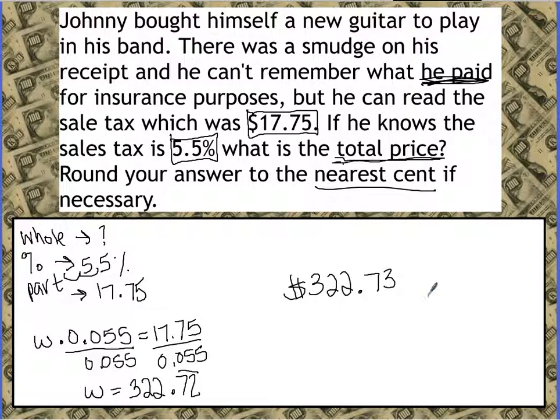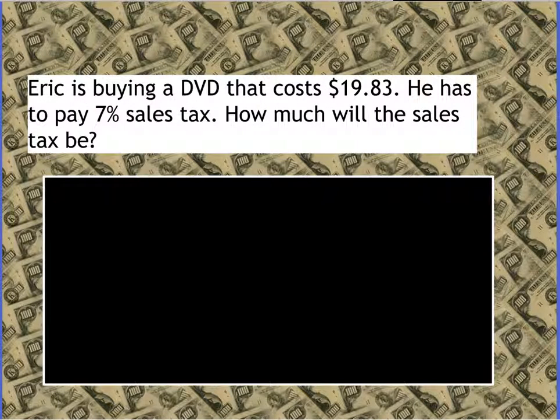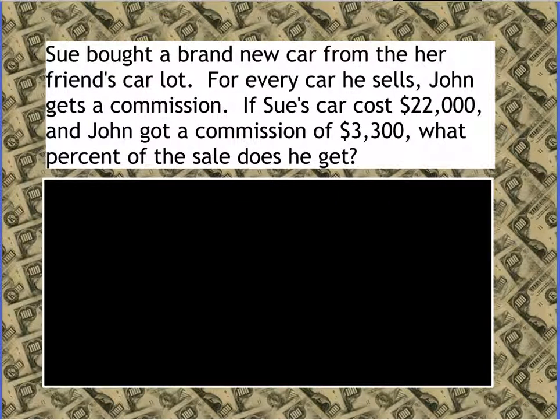So again, there's all different ways that we're going to work with this, and instead of going over all the different ways, I'm going to give you an opportunity to try 2 problems on your own, and then we're going to work with these problems in class when you come back the next day. So as always, go through and do your you-try problems. So you have Eric buying the DVD, and you have Sue who bought a brand new car. So this one's going to be the tough one.